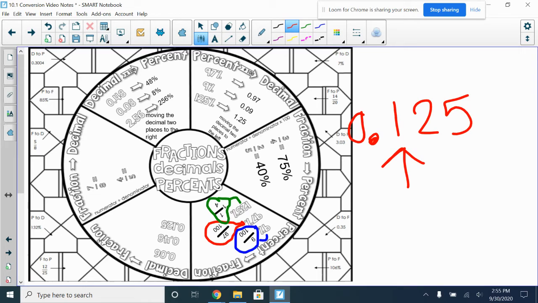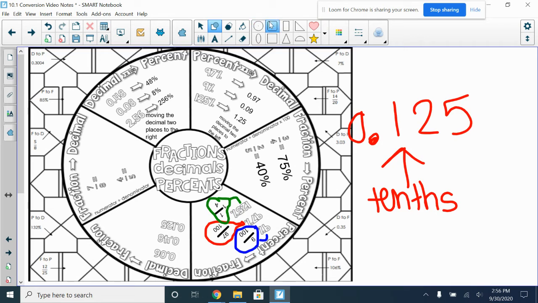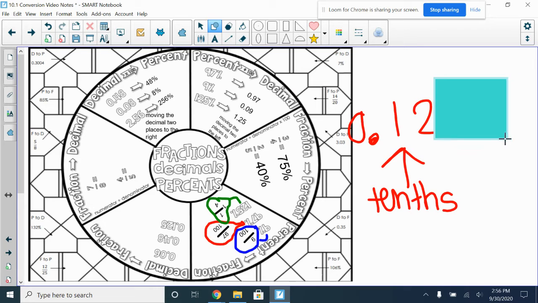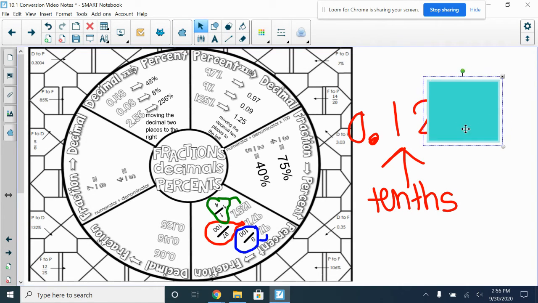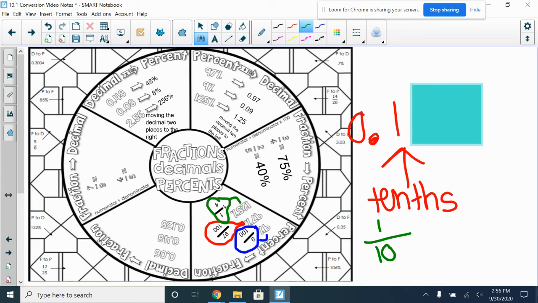This 1 right here is in the 10th position. So if I was just to have this 1/10, I'm trying to cover it just for 2 seconds, if it'll let me. All right, so I have 1/10. That I would read as 1/10, which is 1 over 10.